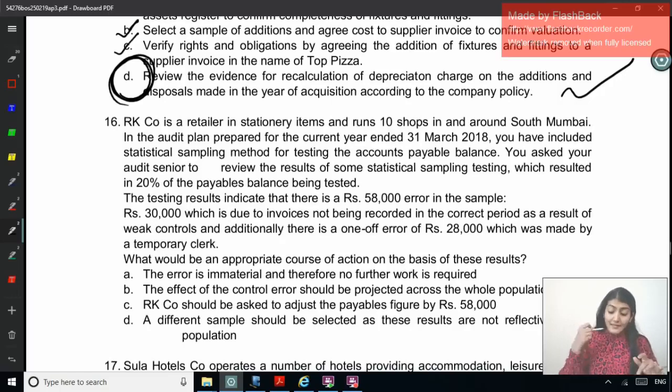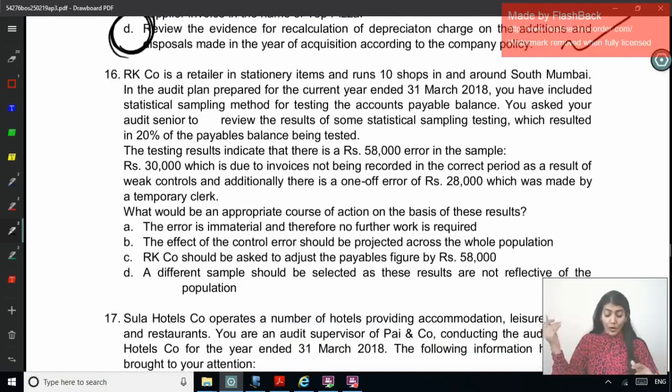RK and Company is a retailer in stationery items and runs 10 shops in and around South Mumbai. In the audit plan prepared for 2018, you have included a statistical sampling method for testing the accounts payable balance. You asked your audit senior to review the results of some statistical sampling testing, which resulted in 20% of the payable balance being tested. The testing results indicate that there is a 58,000 error in the sample: rupees 30,000 due to invoices not being recorded in the correct period as a result of weak control, and additionally a one-off error of 28,000 which was made by a temporary clerk. Right, so one is due to weak control and one is due to a one-off error. What would be an appropriate course of action on the basis of these results?